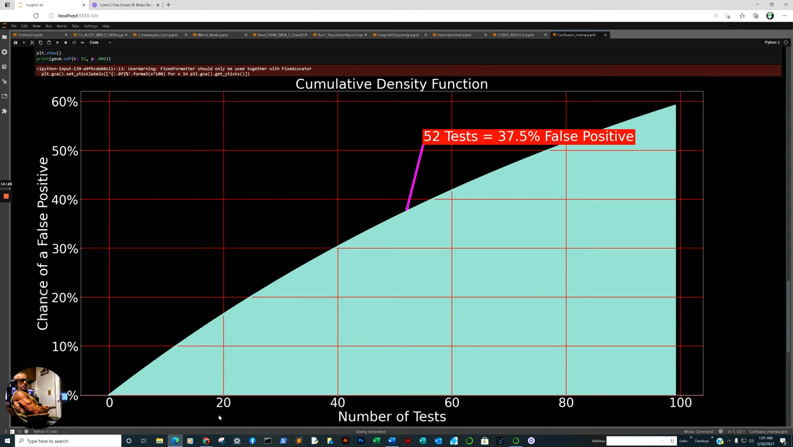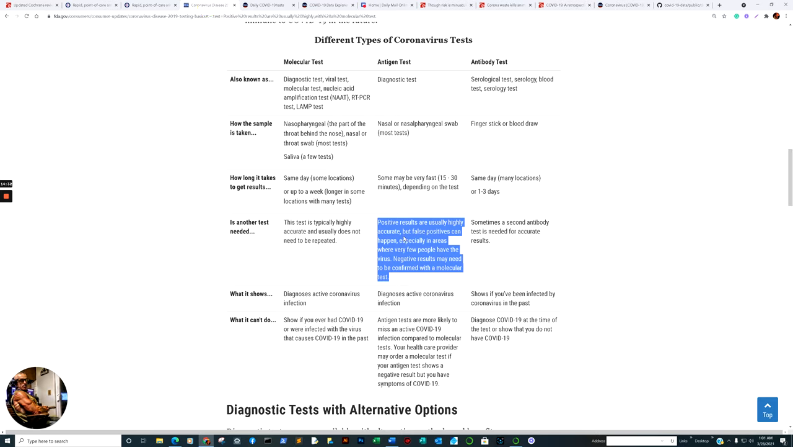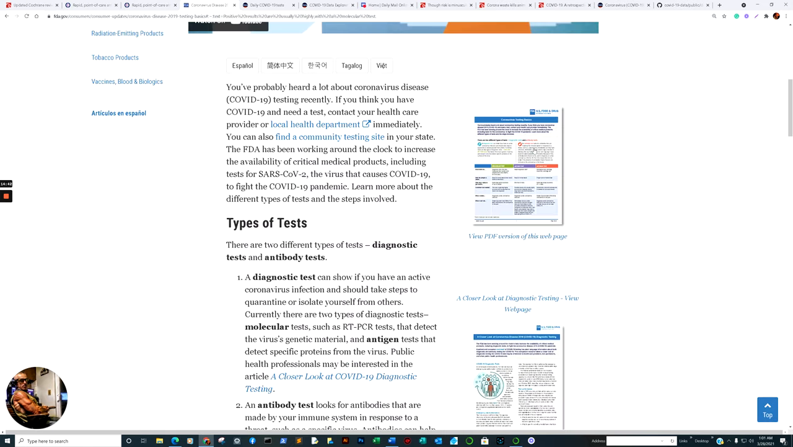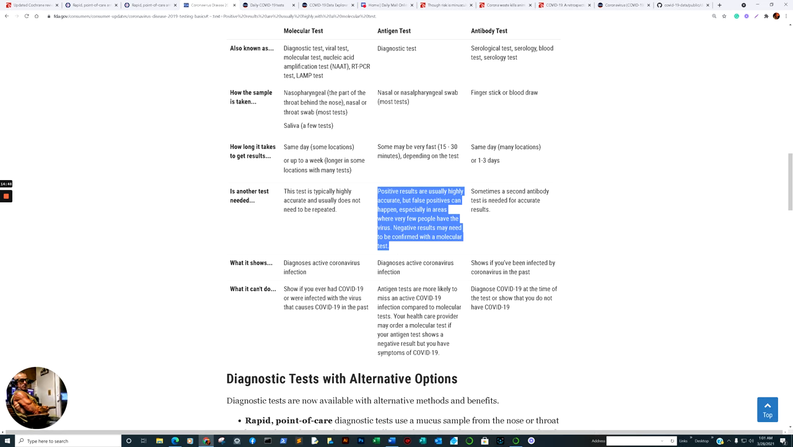And as far as the FDA saying that positive results are usually highly accurate, this particular page right here for consumers may need to be updated at the very least. I don't know. They're all smarter than me anyway. So again, you don't have to pay attention to the numbers or the figures. Just believe what they say as opposed to the math. Whatever your take on it, fine. For those that want the information, it'll be linked so you can validate it on your own, just in case. The rest of everything we have is pretty much trivia.